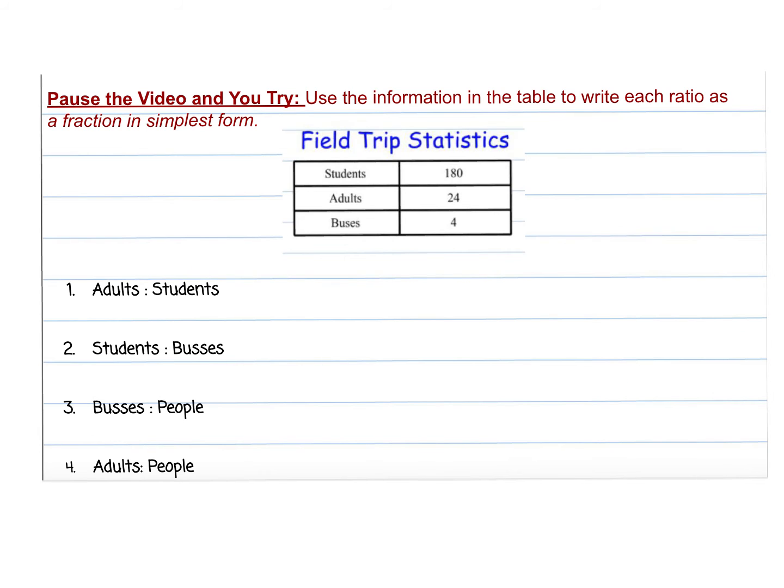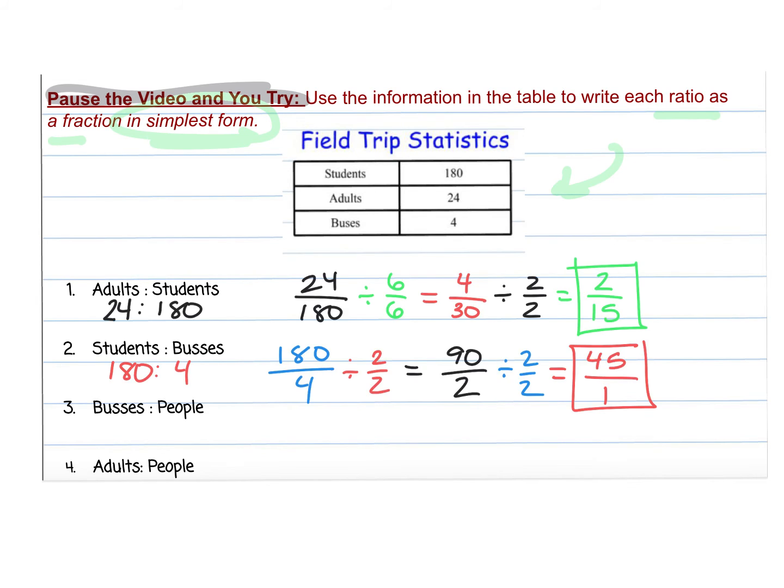This is a great spot for you to see what you know, pause, and try, and then come back and see how you did. So use the information from the table to write a ratio as a fraction in simplest form. Ratio in simplest form, remember, is different than a fraction. There are 2 for you. See how you've done. You might have simplified differently than I did, but our ultimate ending answer should be the same. Notice 45 over 1 isn't just 45 because then it would not be a comparison of 2 different quantities.